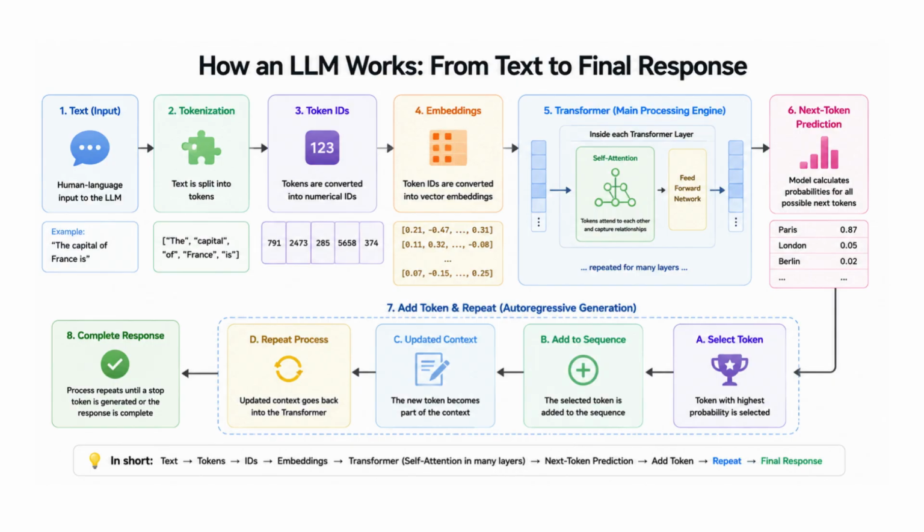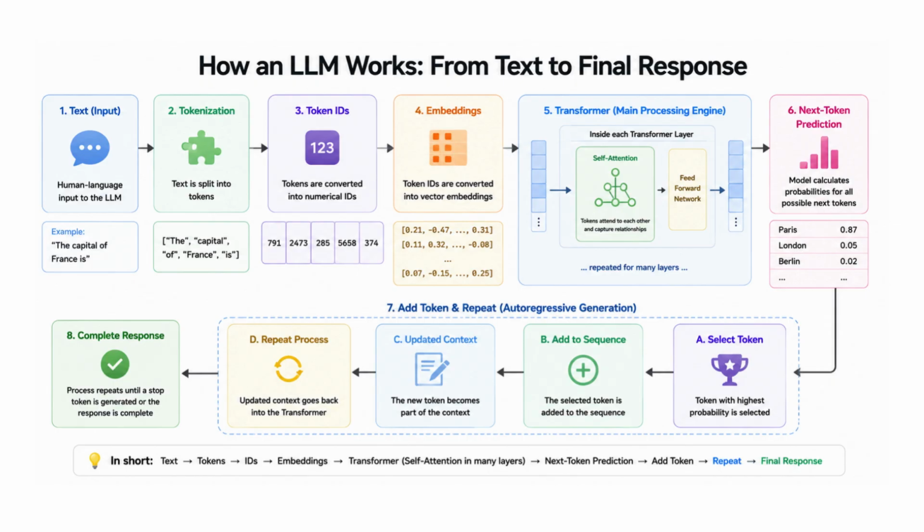Now let's connect everything together. We start with text, which is the human language input we provide to the LLM. The text goes through tokenization, where it is broken into smaller pieces called tokens. Those tokens are converted into token IDs, which are numerical identifiers. The token IDs are then transformed into embeddings, which are learned numerical representations of the tokens. These embeddings enter the transformer, the main neural network architecture that processes the sequence. Inside the transformer, self-attention allows tokens to consider other tokens and determine their relationships and importance.